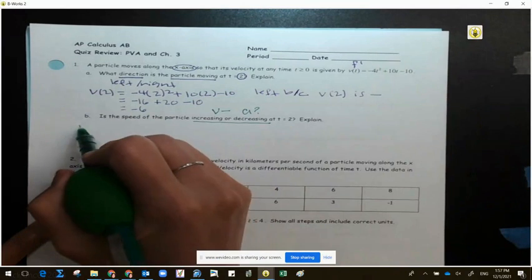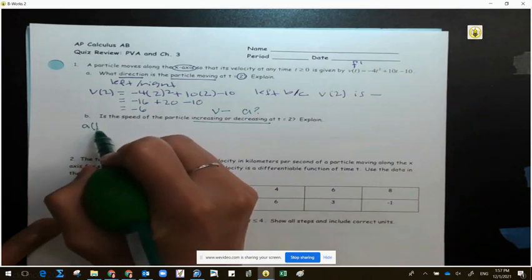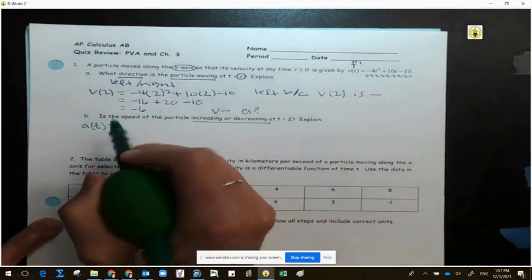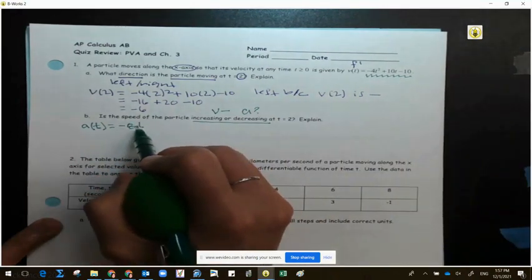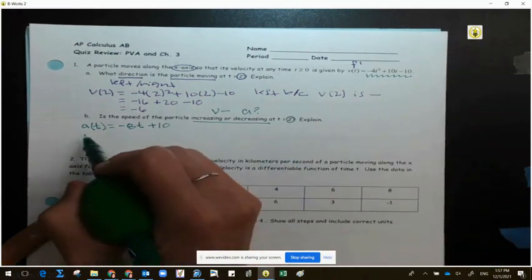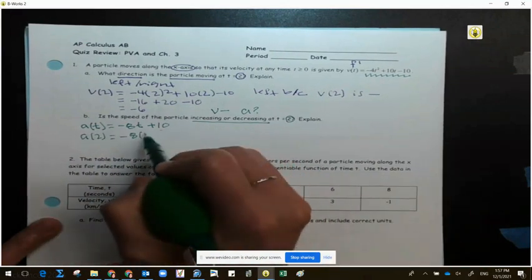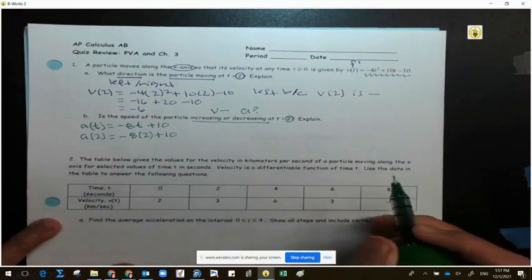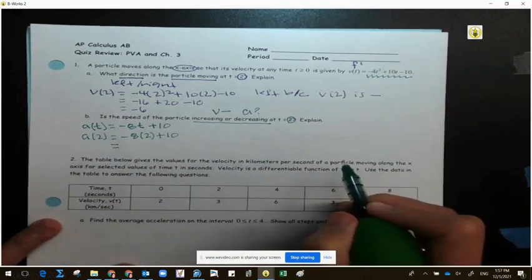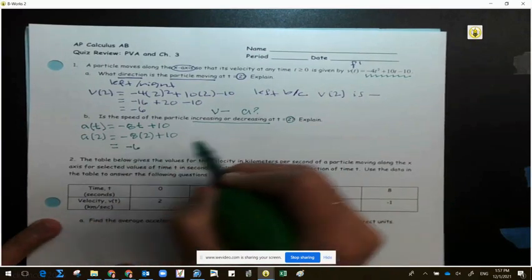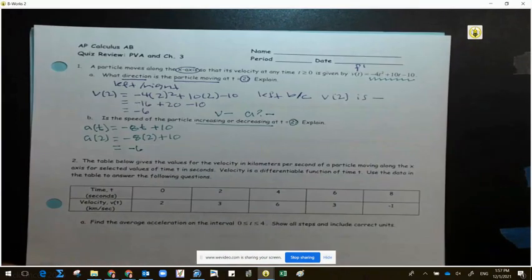And we know the acceleration is the derivative of the velocity. So I need to go to my velocity function and find the derivative of it. So what is the derivative of this function right here? Negative 8t plus 10. And at t equals 2, let's plug in the 2 into that new function. So we have negative 8 times 2 plus 10. And just kind of coincidentally, we get the same value, right? Negative 6. So we know the acceleration is also negative.